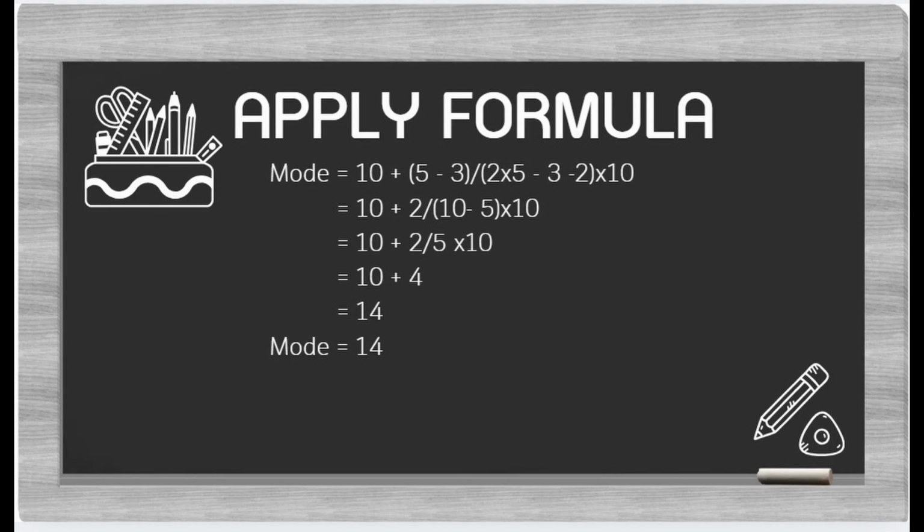Example, using F1 equals 5, F0 equals 3, F2 equals 2, L equals 10, and H equals 10, the formula becomes 10 plus (5 minus 3) over (10 minus 3 minus 2), times 10, which also results in a mode of 14.